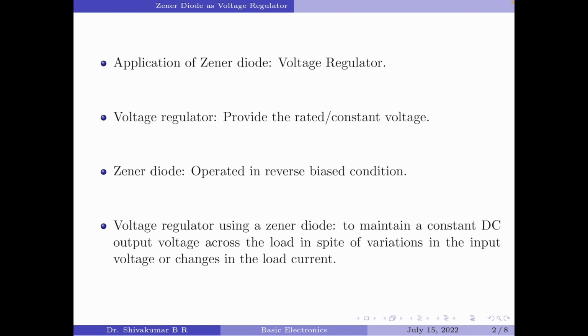One of the biggest applications of Zener diode is that it can be used as a voltage regulator. The main function of a voltage regulator is to provide a rated voltage at the output despite changes in the input voltage. We know that a Zener diode is always operated in its reverse biased condition, where it generates a constant voltage across its terminals, and this voltage is called the Zener voltage. A voltage regulator circuit can therefore be designed using a Zener diode to maintain a constant DC output voltage across the load in spite of changes in either the input voltage or changes in the load current.